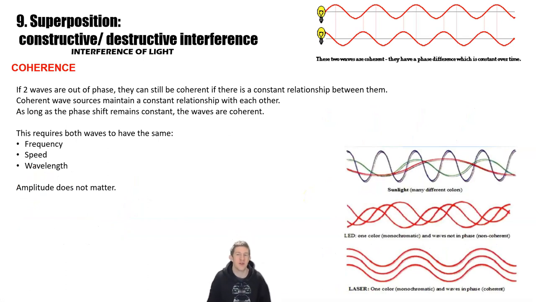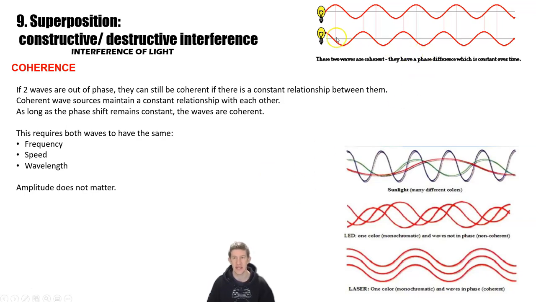Coherence is another common term that we use in terms of light and waves. So if two waves are out of phase, they can still be coherent. And what that means is that there's a constant relationship. So whether they're in phase or out of phase, it doesn't matter. But as long as they maintain that phase shift the whole time, we say that they are coherent. So the offset is constant the entire time.